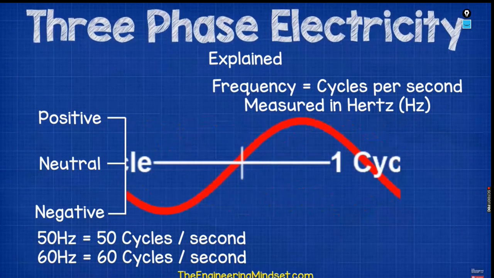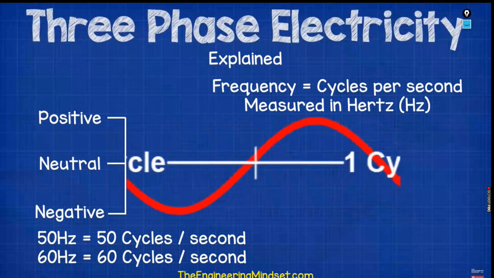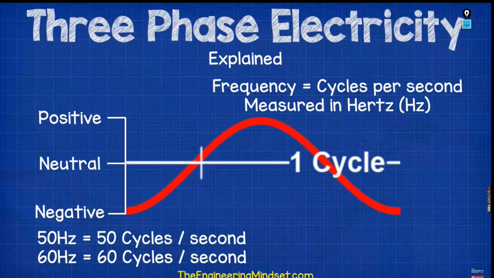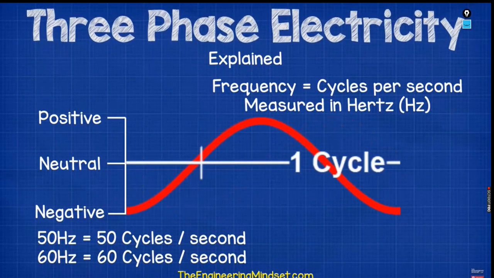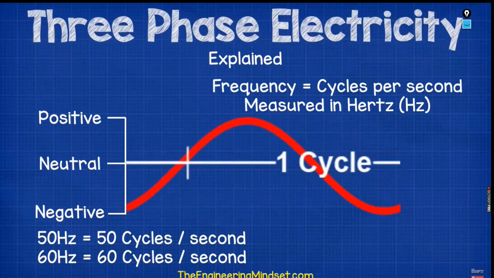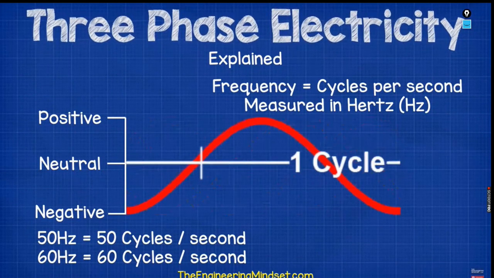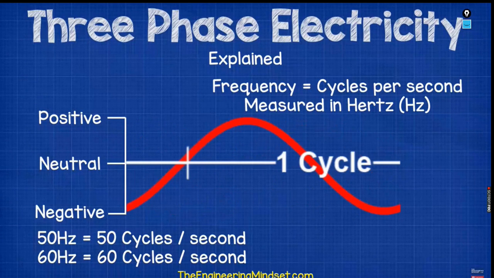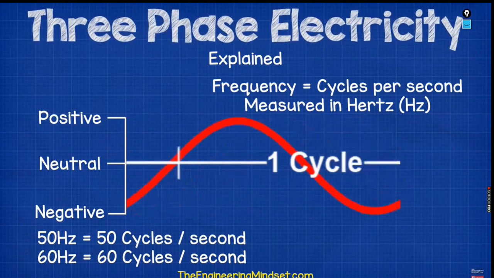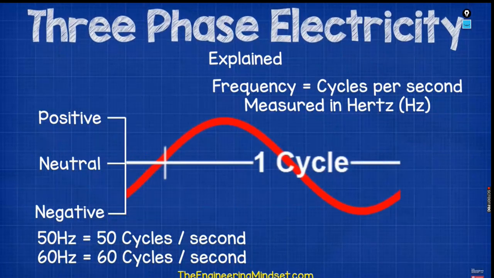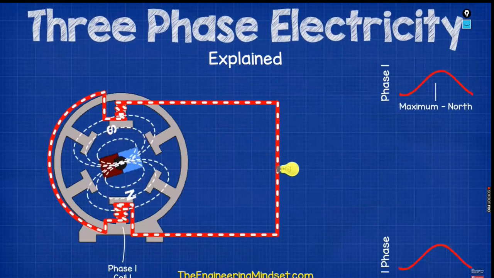One cycle is one complete positive half cycle and negative half cycle. 50 Hz means 50 cycles per second. 60 Hz means 60 cycles per second. What is frequency? The number of cycles per second, measured in hertz. This is the generated voltage frequency. The reciprocal of the time period is also called frequency.